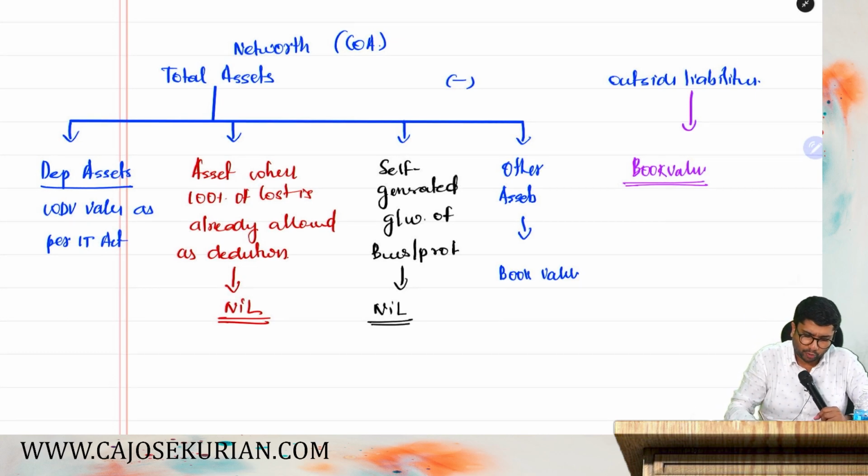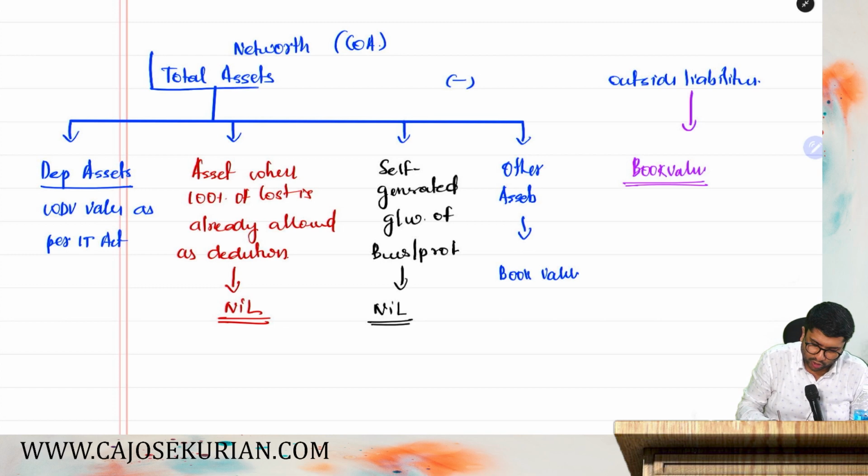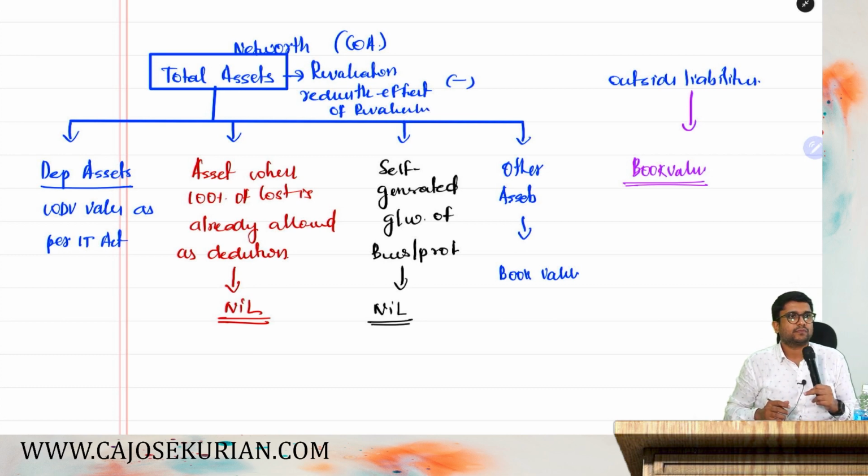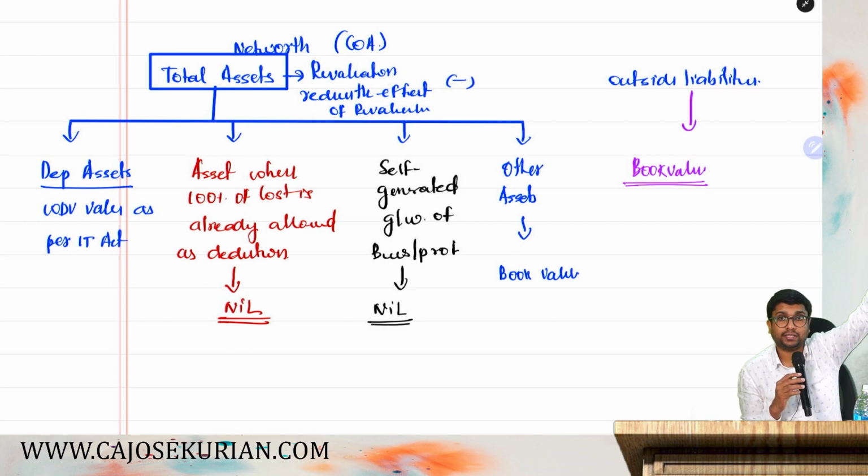Now there is an important point here. While computing the total value of assets, if there is revaluation, you have to reduce the effect of revaluation. What do you mean by reduce the effect of revaluation? You have revalued a particular asset. If you revalue a particular asset, your net worth will go high. Since this net worth is your cost of acquisition, indirectly you can claim a higher cost of acquisition by simply revaluing an asset. Yes or no?